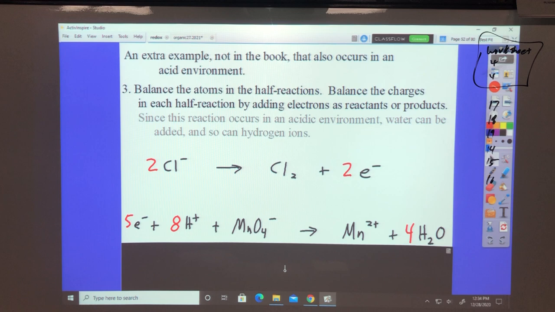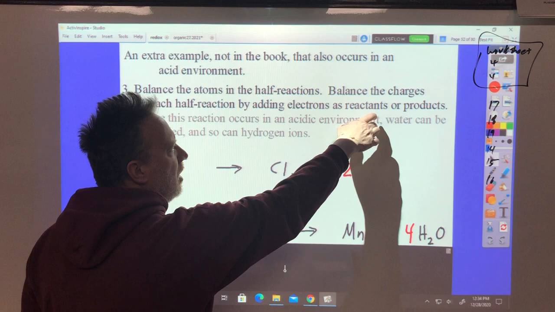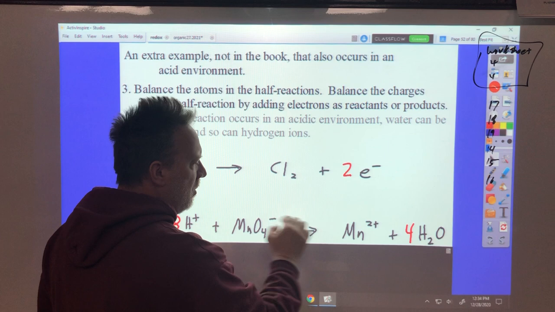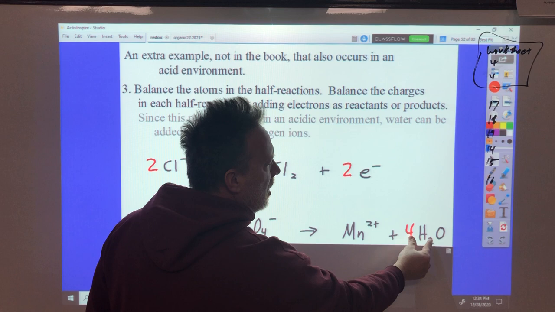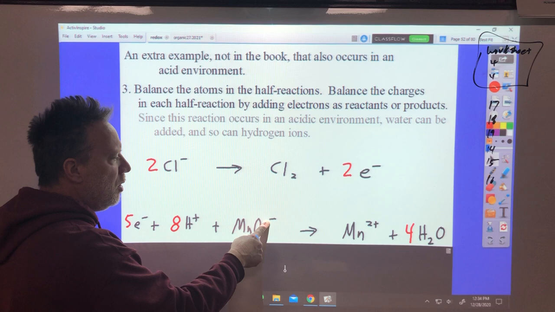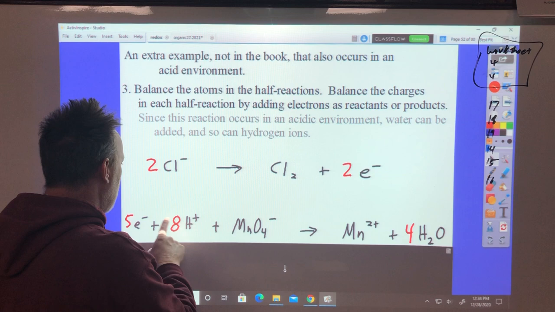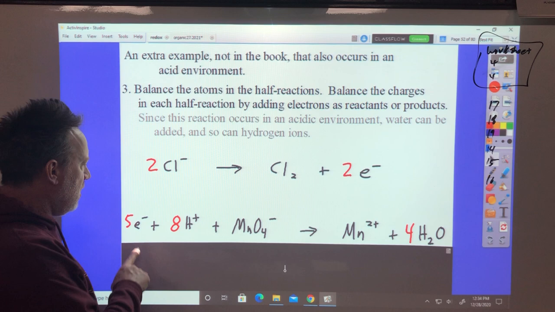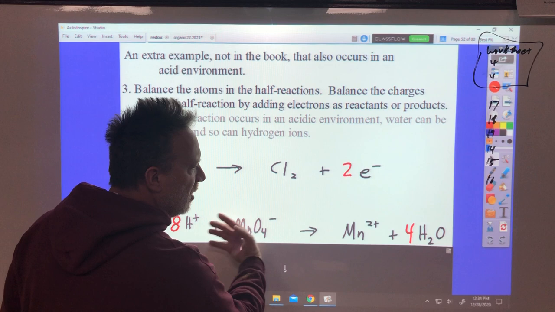Okay, had MnO4, and again, we can add water and we can add hydrogen ions. I'm okay with the one Mn, one Mn, but I have four oxygen, and the only way I could get oxygen over here is to add four waters, which gives me eight hydrogen. I can add eight hydrogen ions. And eight positives minus one, seven positives. I have to have five electrons to make that come out to be two positive. So five negatives and eight positives is three positives... I have two positive on this side total, two positive on this side total.